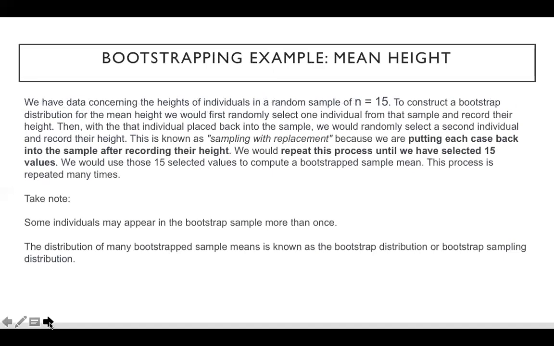So here's an example of bootstrapping. We have data concerning the heights of individuals in a random sample of 15. To construct a bootstrap distribution for the mean height, we would first randomly select one individual from that sample and record their height. Then with that individual placed back into the sample, we would again randomly select a second individual and record their height. So this is known as sampling with replacement because we put each case back into the sample after recording the height. We repeat this process until we have selected 15 values, and then we would use those 15 values to compute a bootstrap sample mean.